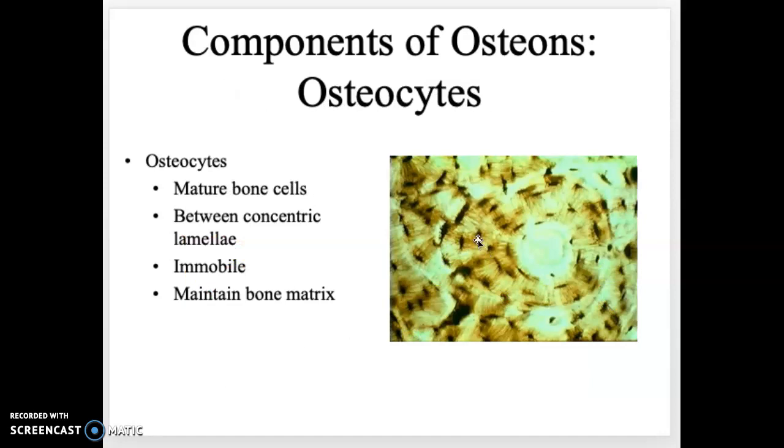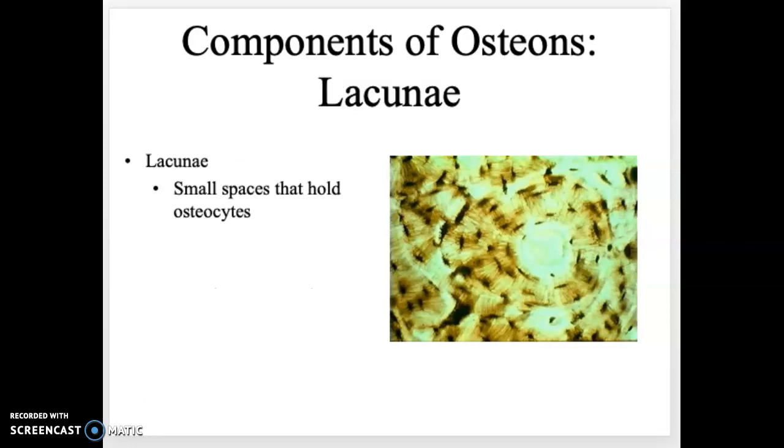Osteocytes are these little black dots here. These are the little cells. The little tan finger-looking things are the canaliculi. Osteocytes are immobile because they're trapped in that region, but they are sensing how much the bone is being strained. The little lacunae are the spaces that the osteocytes rest in.